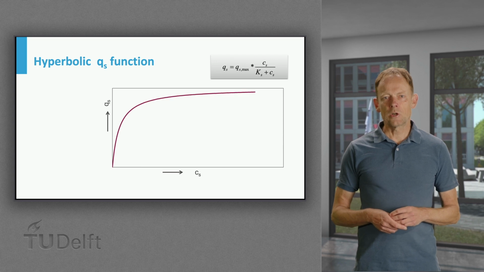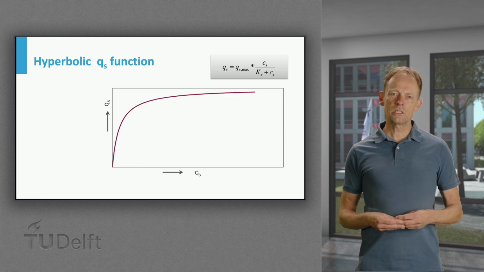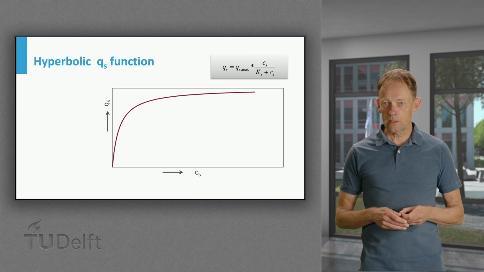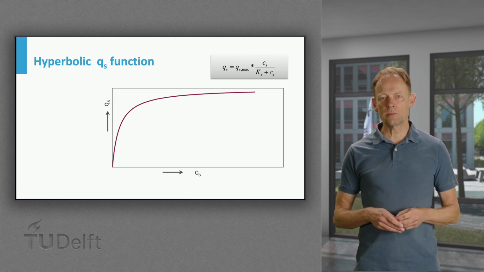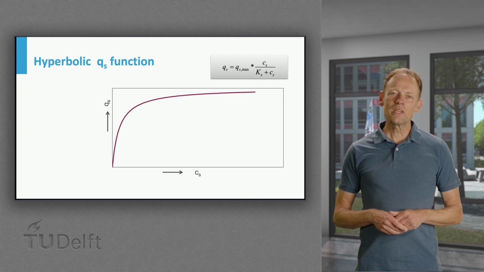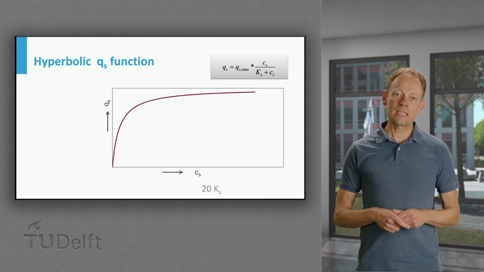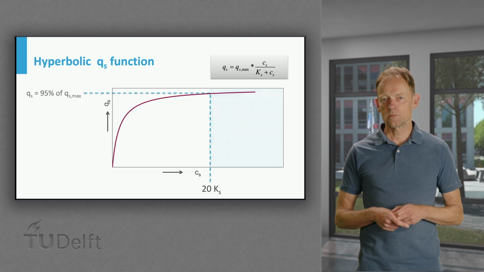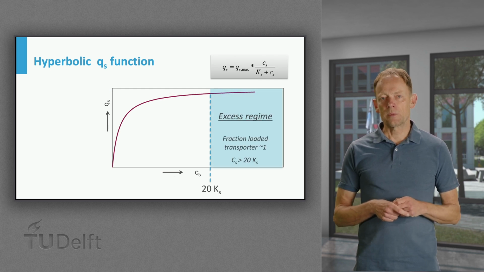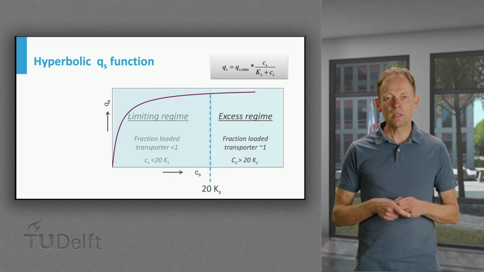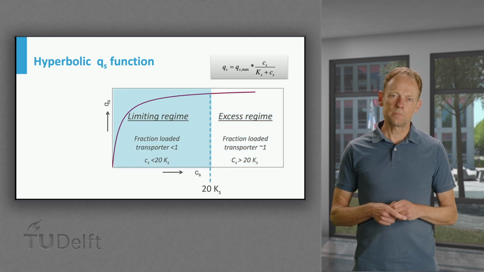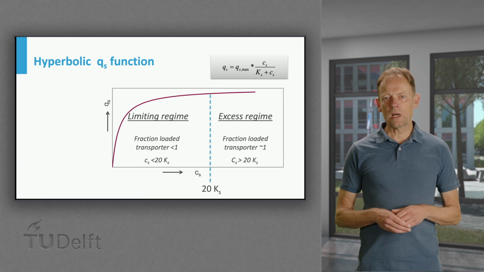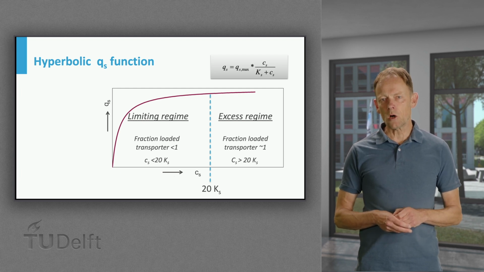This can be understood in terms of the transport of the limiting compound into the cell, which is governed by enzyme or transport kinetics. The Q rate is then a hyperbolic or saturation type of function of the limiting substrate concentration. We can now define two uptake regimes, excess and limiting, distinguished by the ratio of Cs over Ks. Excess is happening when C is larger than 20 times K, and limiting when C is below 20 times K. In the excess regime, Qs equals Qs max, while in the limitation regime, the Qs rate only depends on Cs.